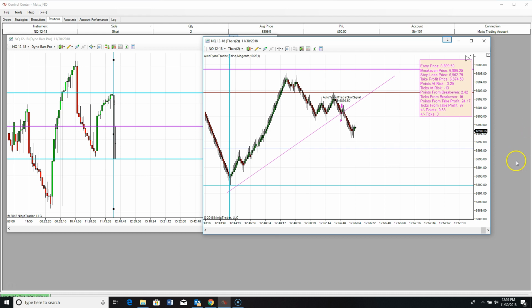So if she immediately spikes back up to the stop, I'll take another stab at this and connect that pivot point. 100%. That's what I would do.